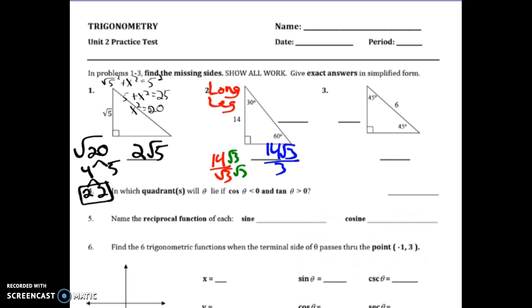Once I know my short leg, my hypotenuse is going to be twice as big. So 28 rad 3 all over 3. Boom, done. Number 3 is going to be very, very similar.